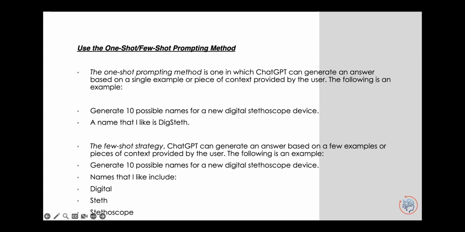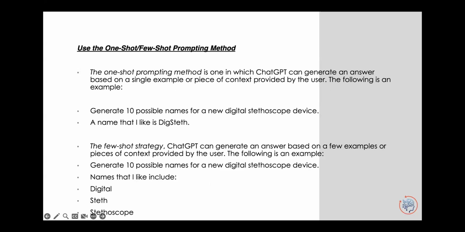Now, there's something called the one-shot, few-shot prompting method. It's basically whenever you want to ask something, a question, if you want to give it an example to guide it, it's better to give it more examples than one. The output will actually be better and more diversified.